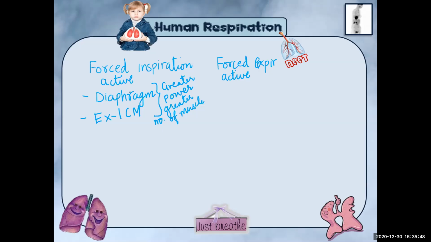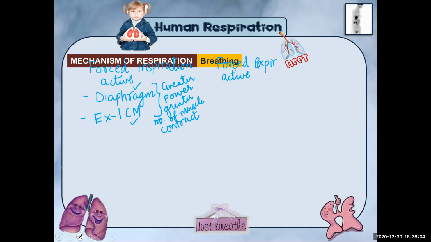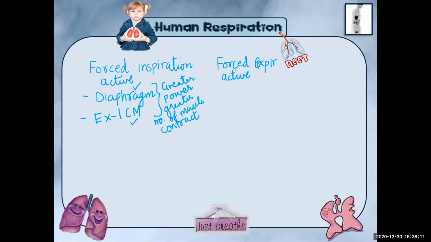So forced inspiration also happens by the diaphragm and external intercostal muscles only. More number of muscle fibers contract of the same. ठीक है. तो पहले नॉर्मली सपोज 30-40% होता है तो यहाँ पे 70-80% कॉन्ट्रैक्ट होते हैं. Forced inspiration cannot be passive.